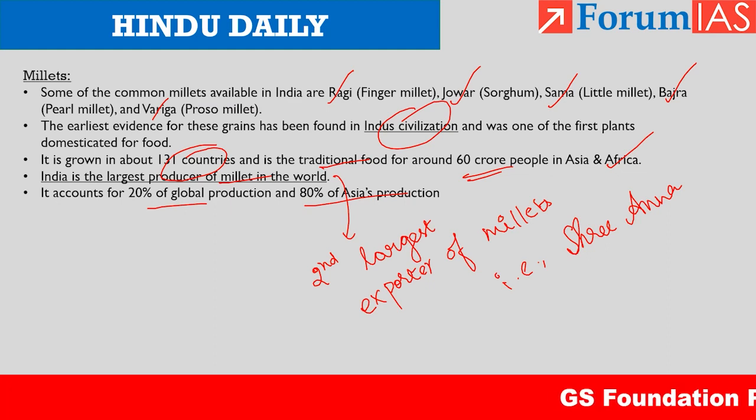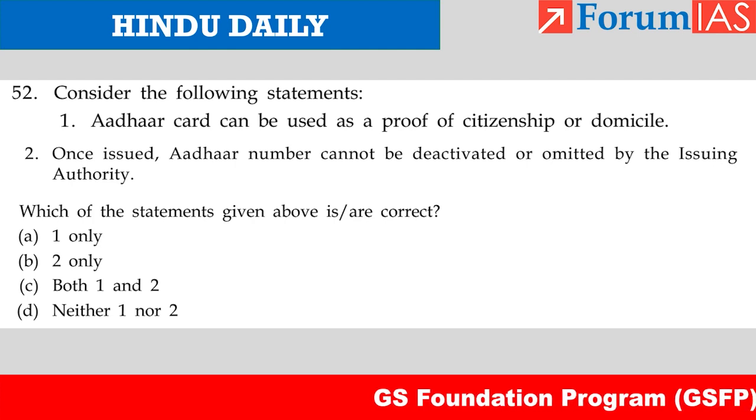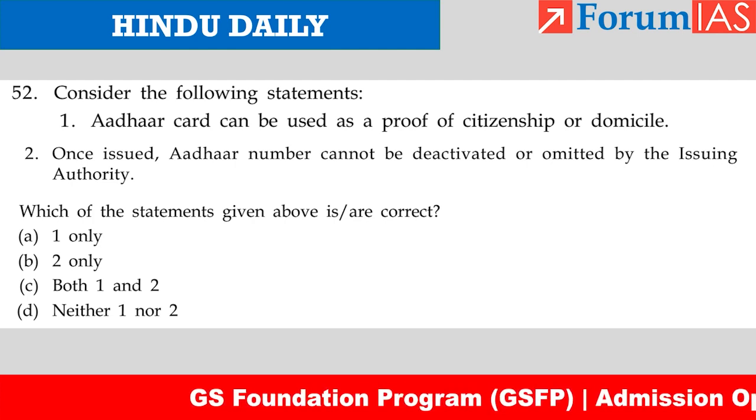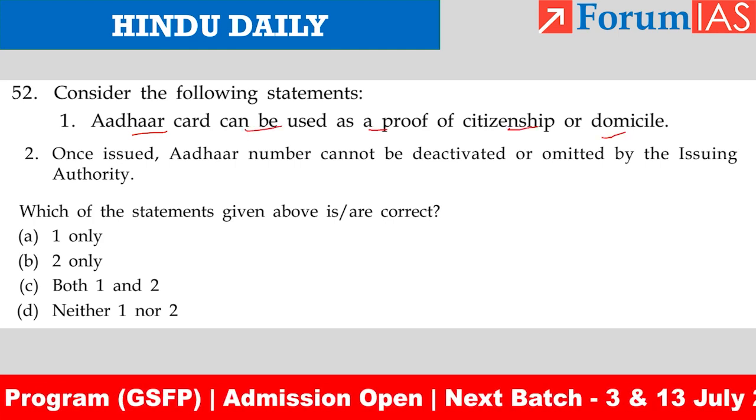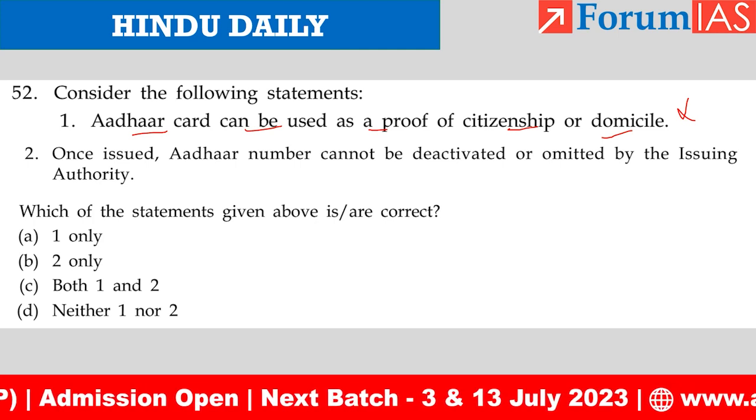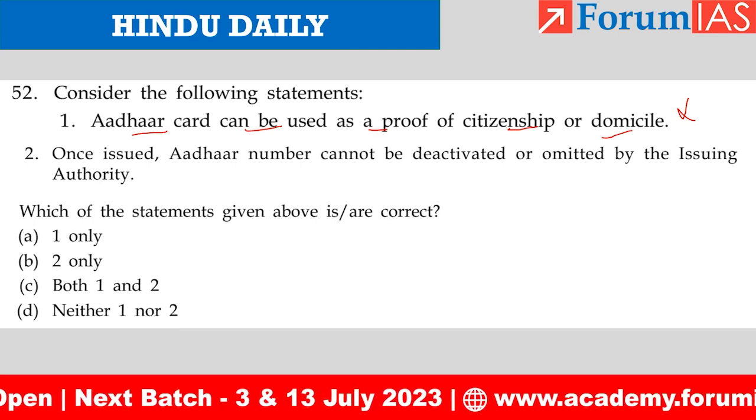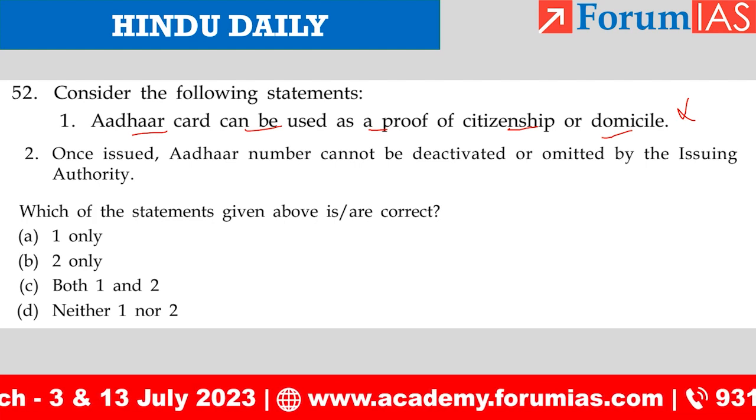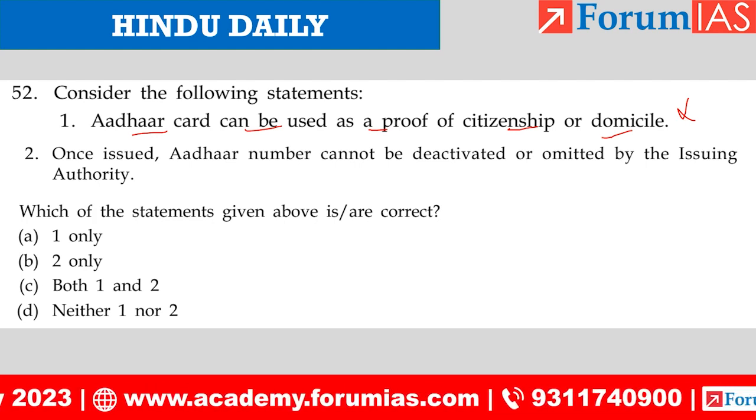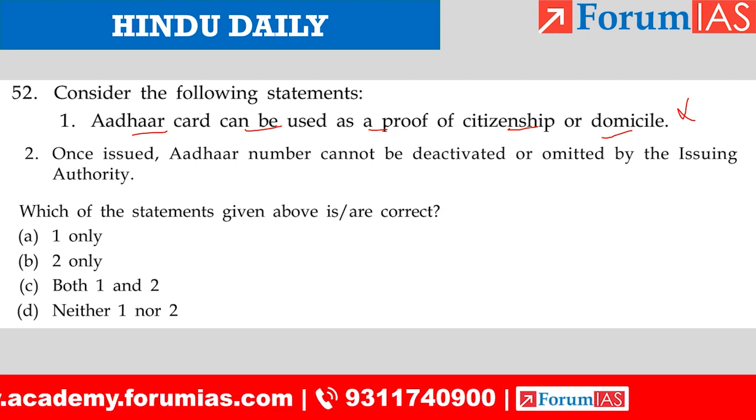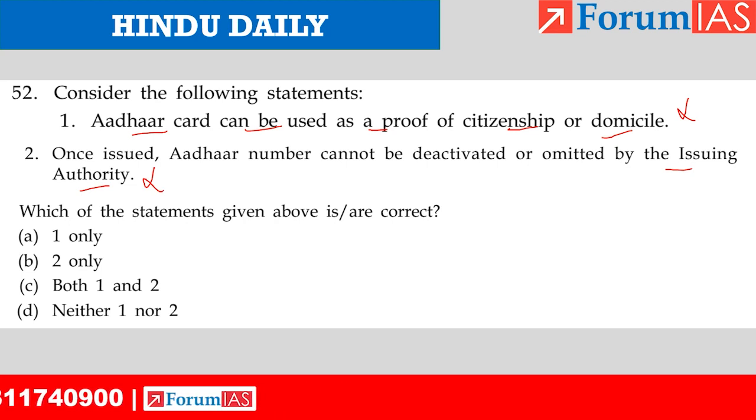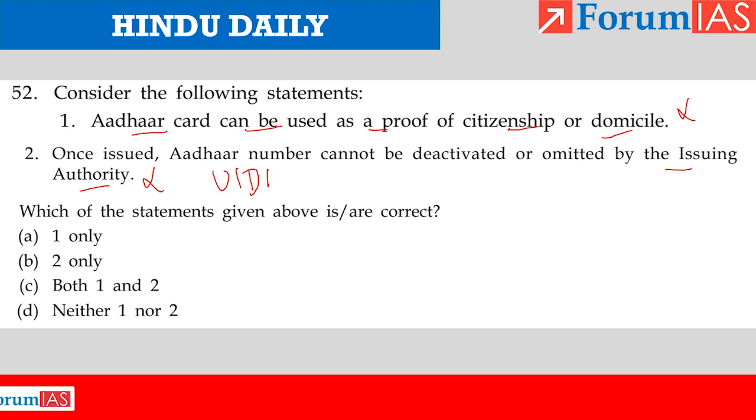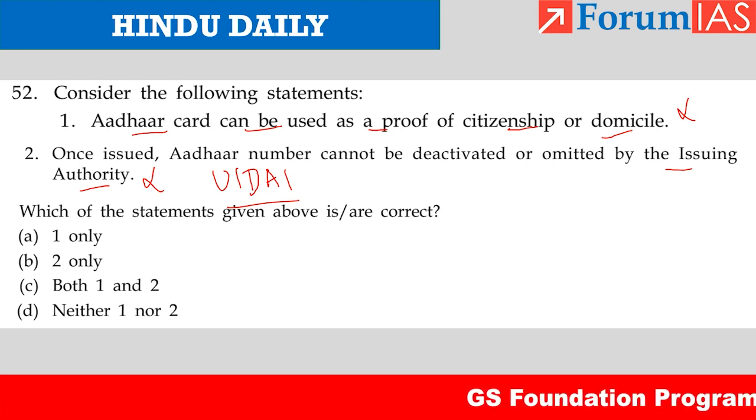So these are all the articles for today. We'll go to the previous year questions. So this question, it says that Aadhaar card can be used as a proof of citizenship or domicile. This is wrong. This is mentioned in the Aadhaar card itself that Aadhaar is not a proof of citizenship. Once issued, Aadhaar number cannot be deactivated or omitted by the issuing authority. This is also wrong because the issuing authority, that is the UIDAI can deactivate or omit an Aadhaar number.